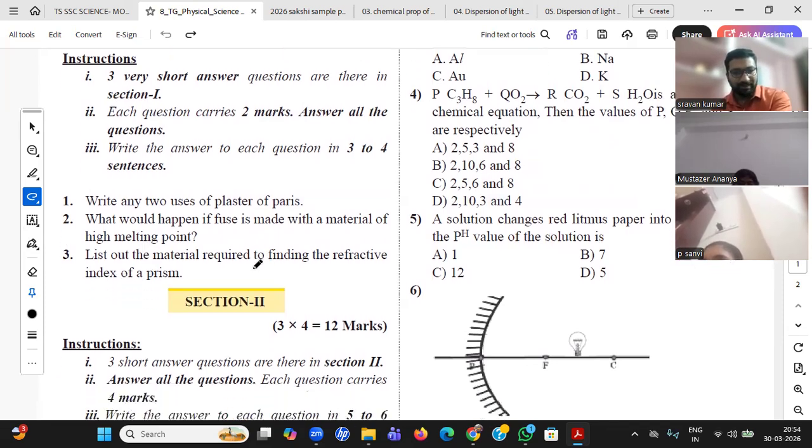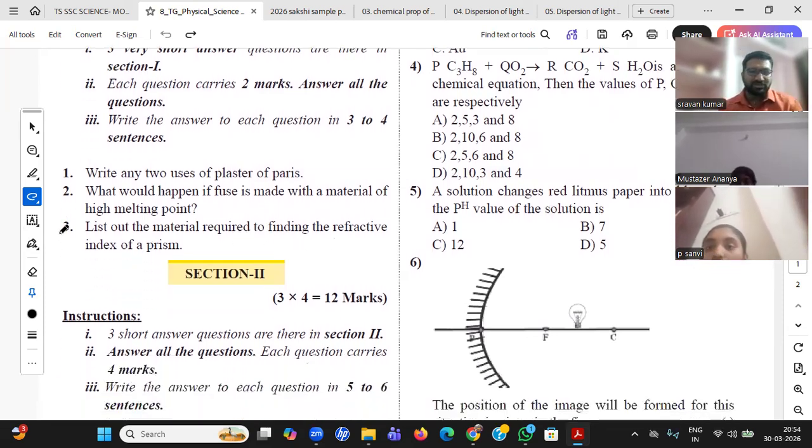Very good. List out the materials you require for finding the refractive index of a prism. Students, this one is out of CBSE. So give me two materials, whatever you know. He's asking to list out the materials required to find the refractive index of a prism.